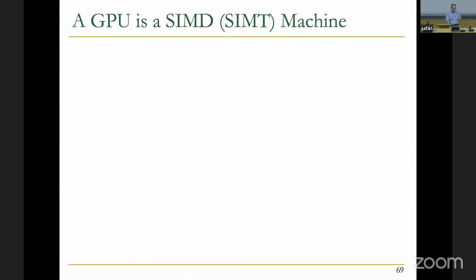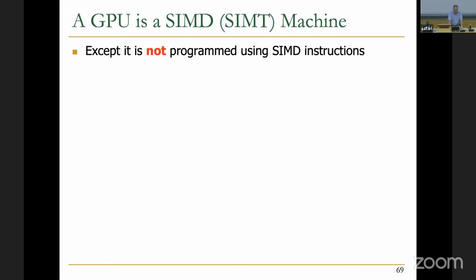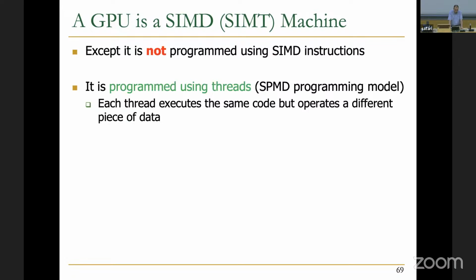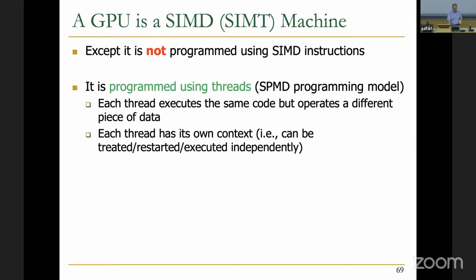So when you talk about SIMT, you really basically combine these two paradigms. So you mean that the programming model is SPMD, single program, multiple data, and underneath you are using SIMD. So a GPU is a SIMD or SIMT machine, except it's not programmed using SIMD instructions. It is programmed using threads or SPMD program model. And each thread executes the same code, but operates on different pieces of data.